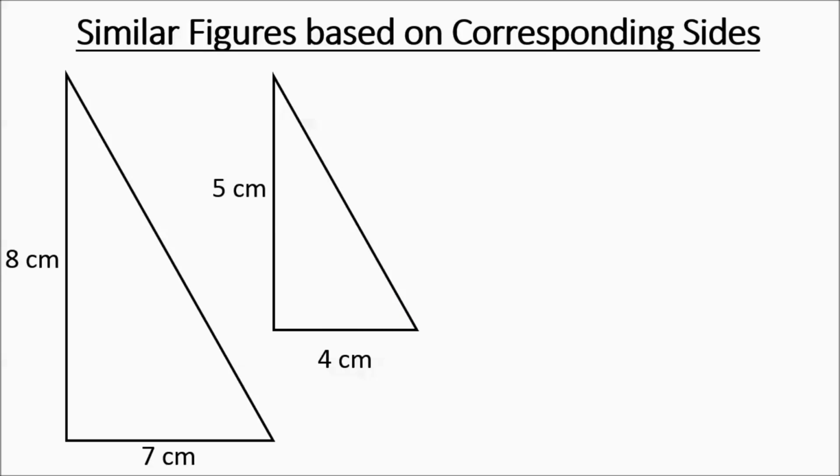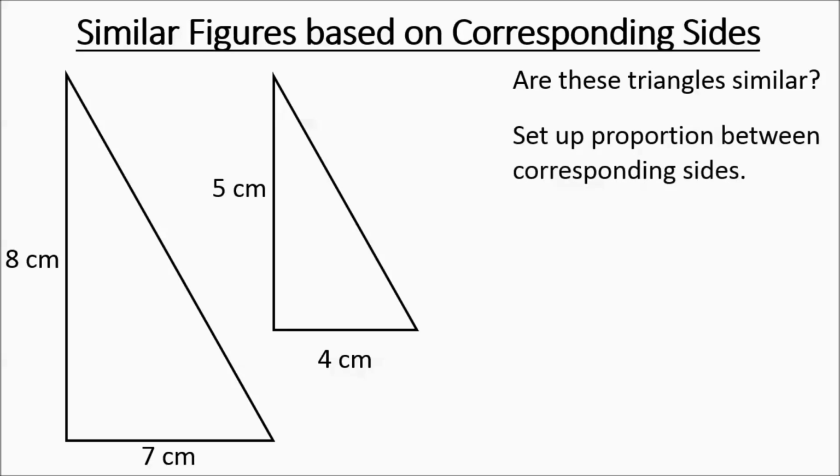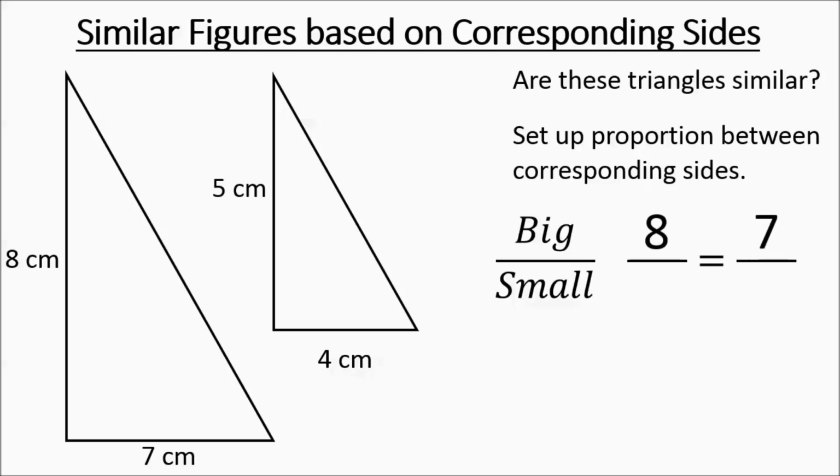Alright, so now we want to figure out if these two triangles are similar based on the sides. We want to set up a proportion between the corresponding sides. I'm going to do big to small. I'm going to go ahead and tune into my big measurements first, and I see the 8 and the 7. Those are the measurements from the big triangle, so I'm putting those in as the numerator.